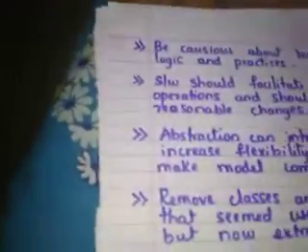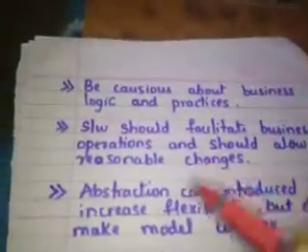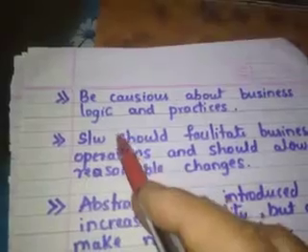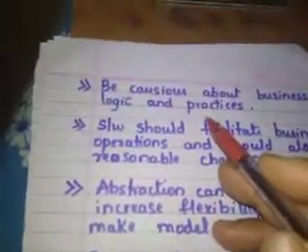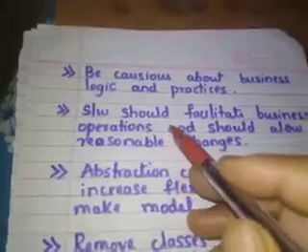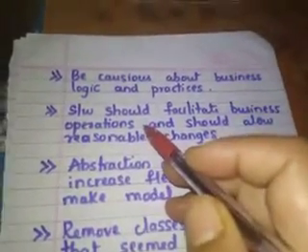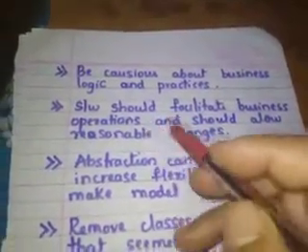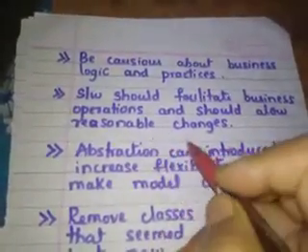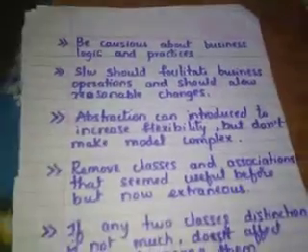Next is, whenever we are implementing the operations, we should be very cautious about the business logic with respect to the organization for which you are developing. Next, the practices followed in that organization. Always the software should implement the business logic, but at the same time it should give us a flexible way to manage the changes.